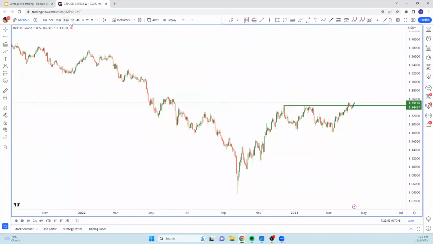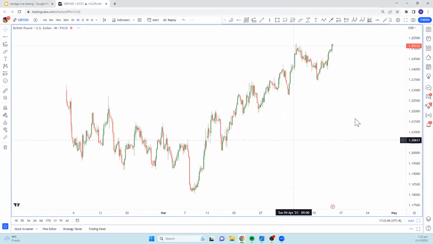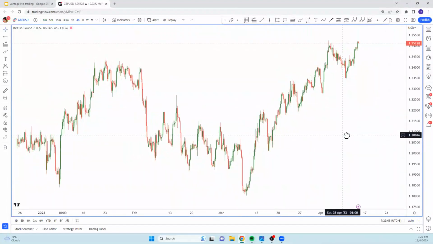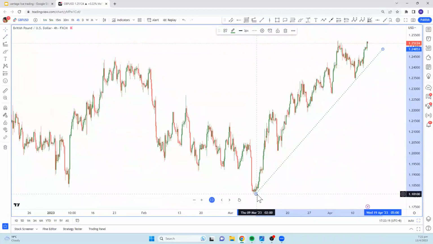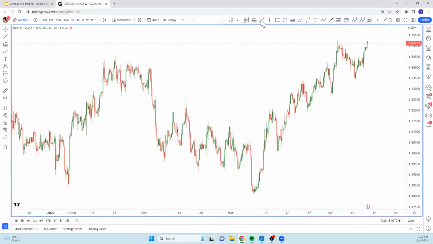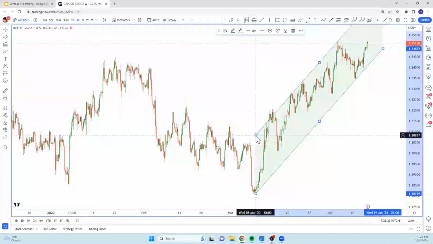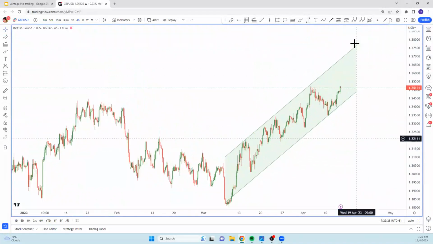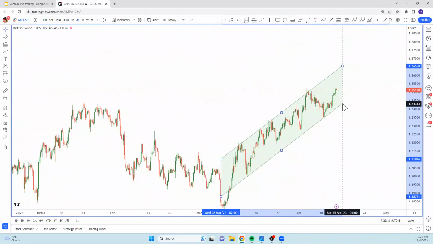Okay, so now let's move on and decide whether we're gonna analyze this chart on our 4-hour or on our 1-hour time frame. Okay, so here we have our 4-hour time frame. Let's see if we have a trend line. Okay, maybe let's try a trend channel instead. You can see price is moving within this ascending trend channel.